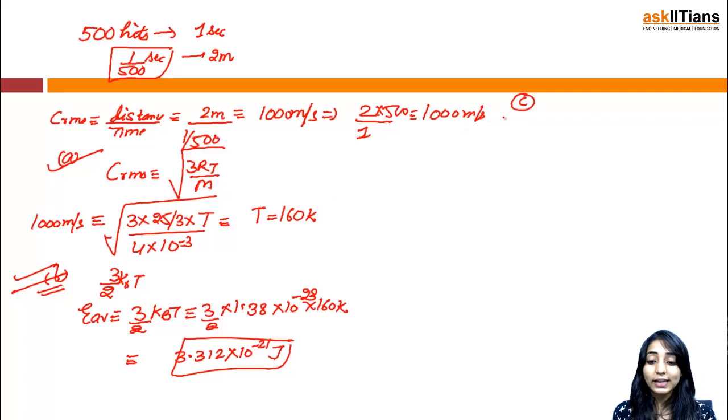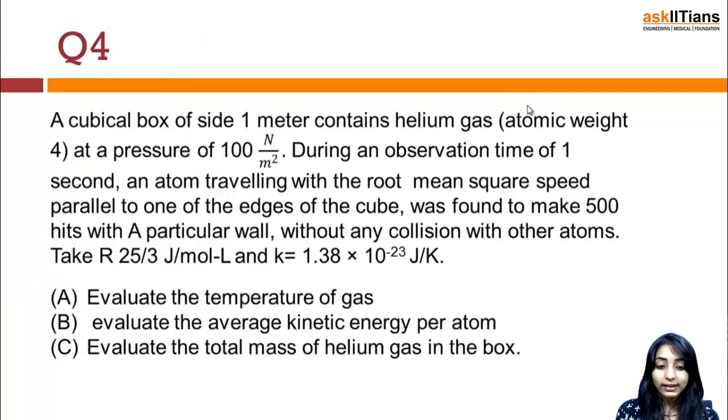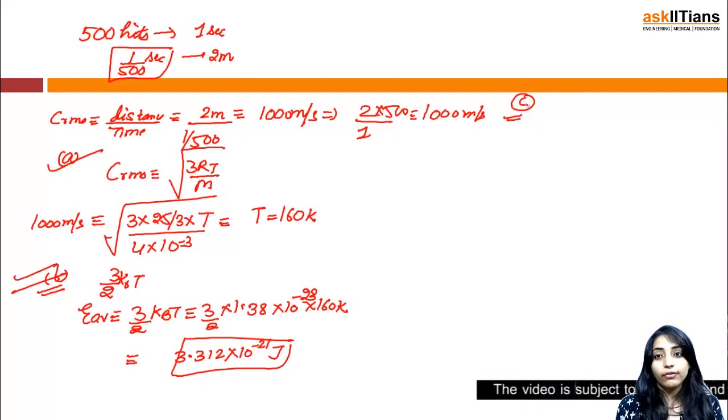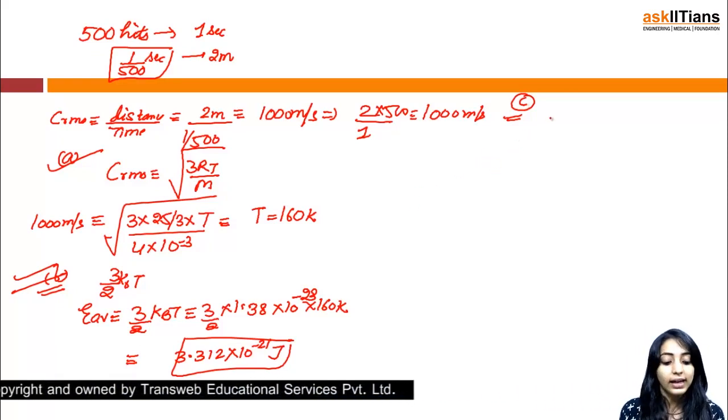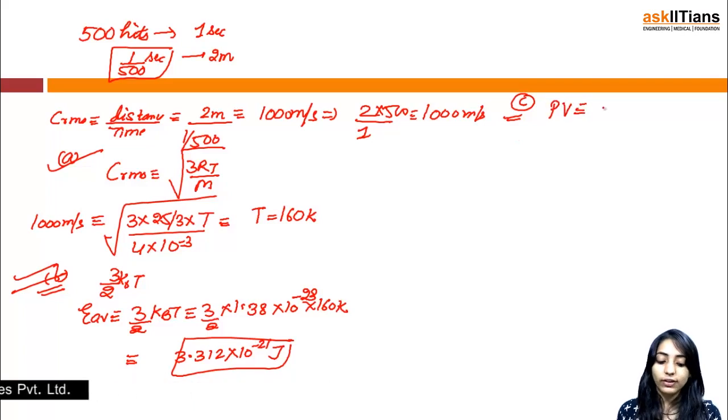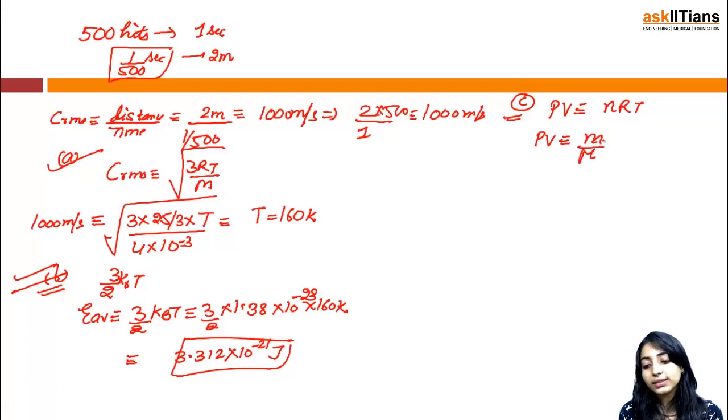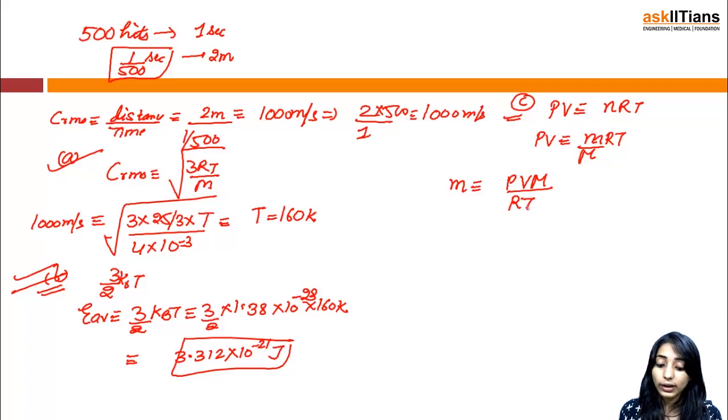Coming over to part number C, he has asked us to calculate the total mass of the helium gas inside the box. We don't know the total mass of the gas which is present inside the box, so we are asked to calculate that total mass. I can very easily say from the equation PV is equal to nRT, that PV is equal to given mass by molar mass into R into T. So the mass will be P into V into M divided by R into T. We know the pressure, volume and molar mass, we know R, we know T. So if you put down all the values into the equation, you will calculate the mass given to us.